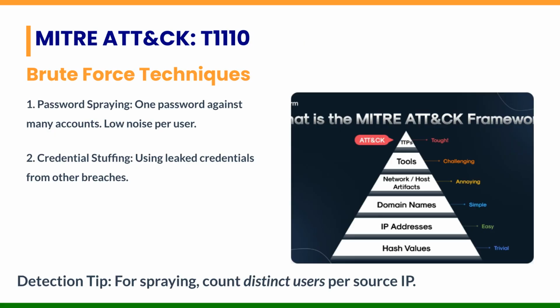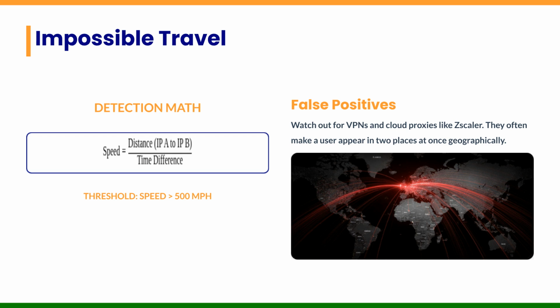MITRE ATT&CK T1110 covers brute force techniques like password spraying and credential stuffing. A detection tip for spraying is to count distinct users per source IP. Impossible travel detection uses the speed calculation between two IP locations. A common threshold is speed greater than 500 miles per hour. Be aware of false positives from VPNs and cloud proxies, which can make users appear in multiple places simultaneously.